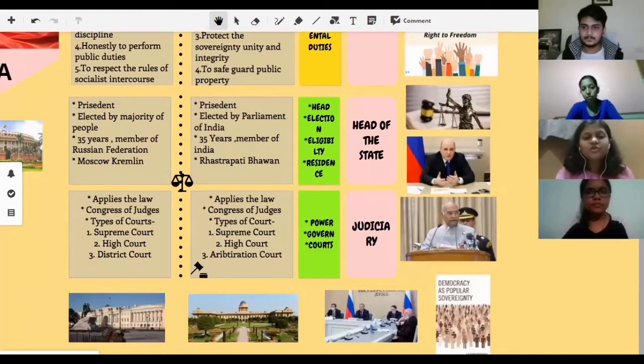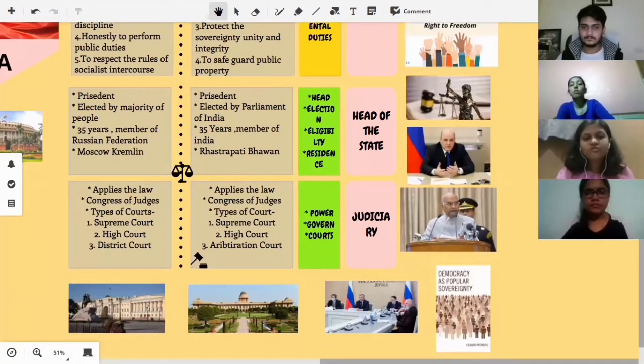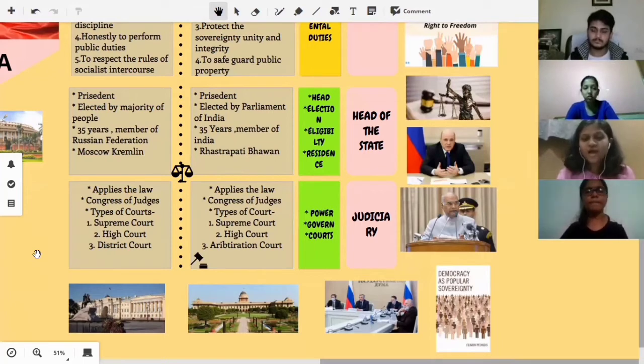So, I'm going to discuss the judiciary of Russia and India. There is not a separate integrated judiciary in Russia as there is in India. The judiciary has the Supreme Court and the Constitutional Court at the apex. The judiciary of Russia and India interprets and applies the law. There are many courts in Russia and India. The Supreme Court is at the apex and has the main power in both Russia and India.